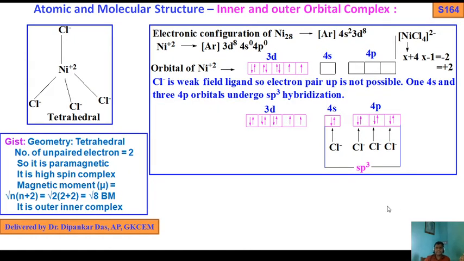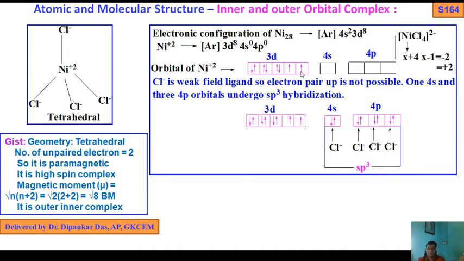Next, move on to [NiCl4]2-. Again, you have to find out the oxidation state, which is +2. This is the general electronic configuration of nickel 28: argon 4s2 3d8. Ni2+ is argon 3d8 4s0 4p0. Now the orbitals of Ni2+: this is d8, 1 2 3 4 5 6 7 8. In this case we have 2 unpaired electrons.